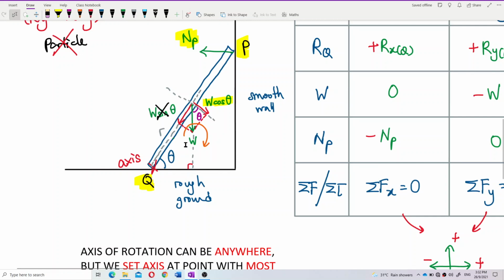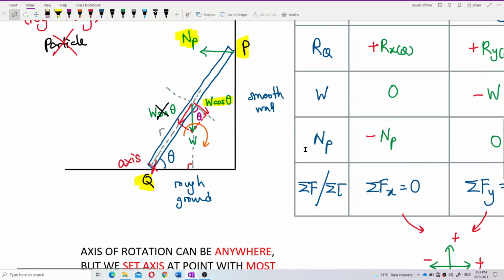You know how I draw this one? I draw from the axis of rotation, follow the distance, and then follow the force. So this will rotate clockwise. This whole beam is assumed to be fixed at this point, the axis of rotation, and this W cos theta will make the object rotate clockwise.